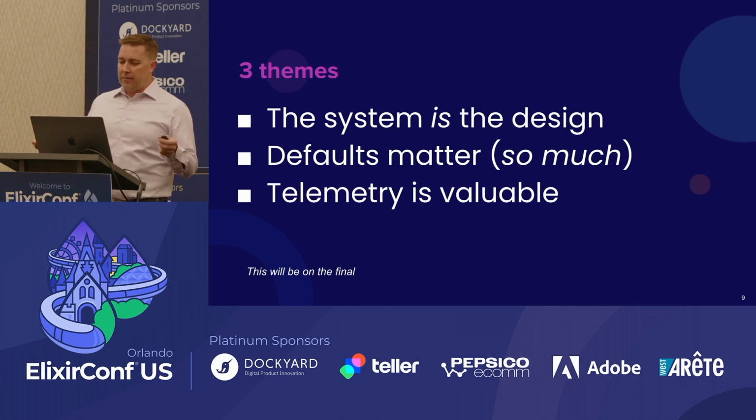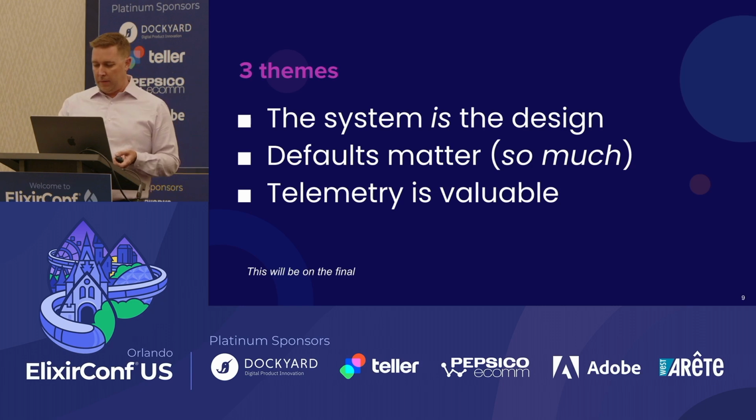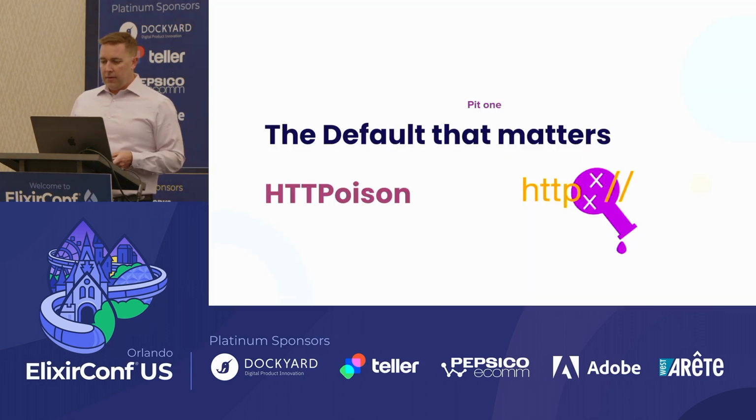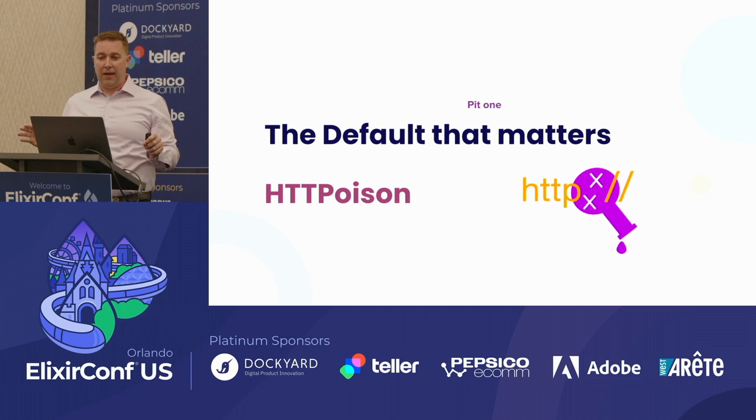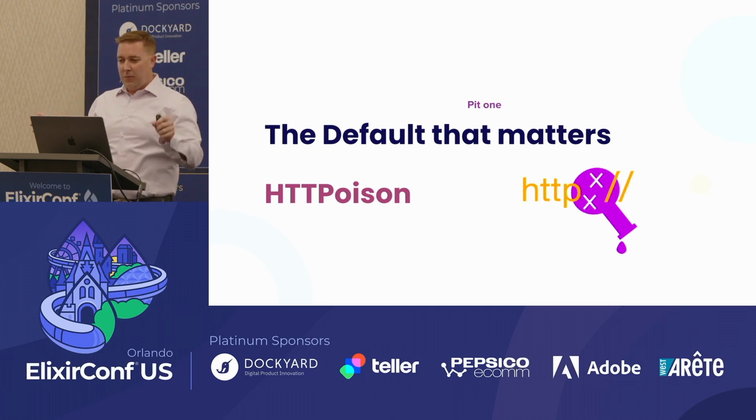So let's talk about the pits of not success that we built and in which we trapped ourselves before we got a working pit of success. So as an aside, for the longest time, I thought the HTTPoison logo was a guy with his arms up to the side, and I only just recently realized it's an actual bottle, which makes much more sense when you think about it.